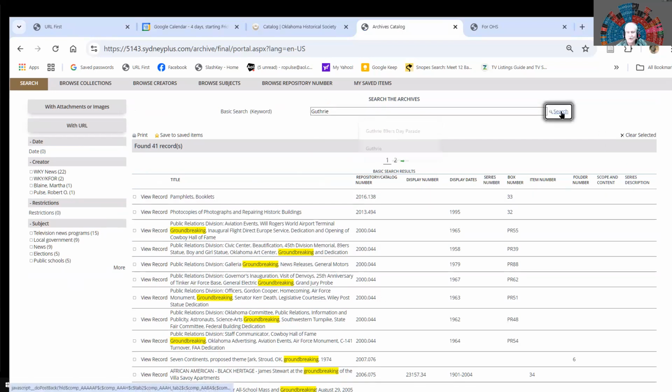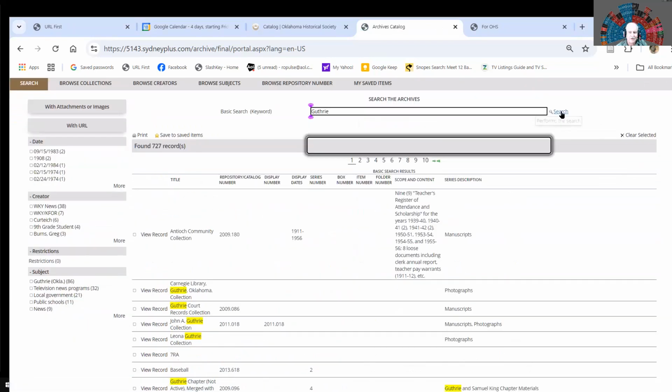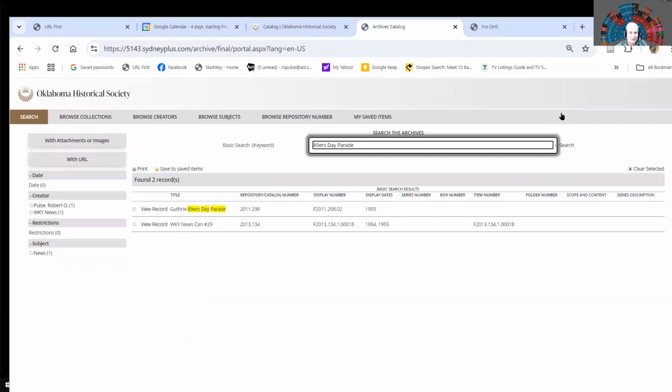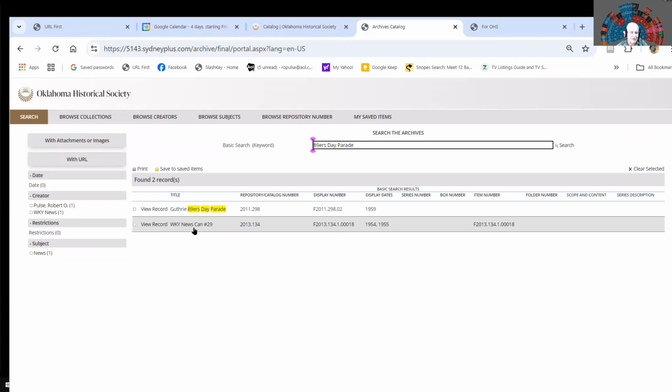For those of you that are doing Guthrie research, there's all kinds of Guthrie information in there. 89ers Parade. So I said there was only two done for the year that I put in there. And there they are. 89ers Parade. WKY News did the other one. And so that was it.